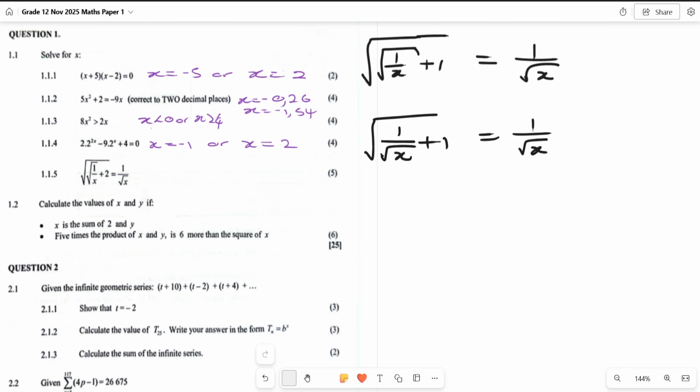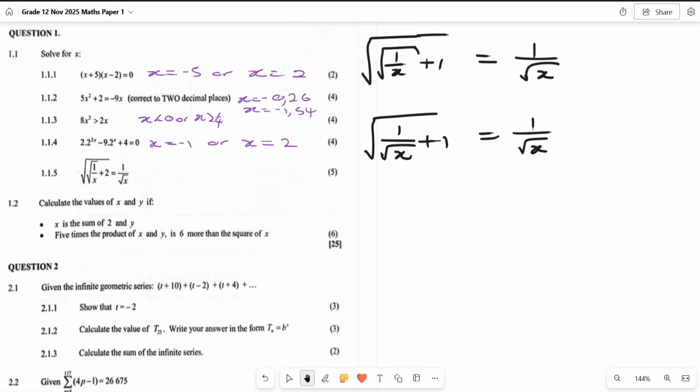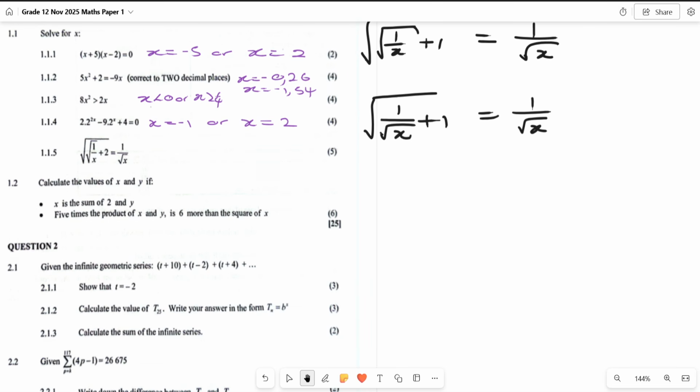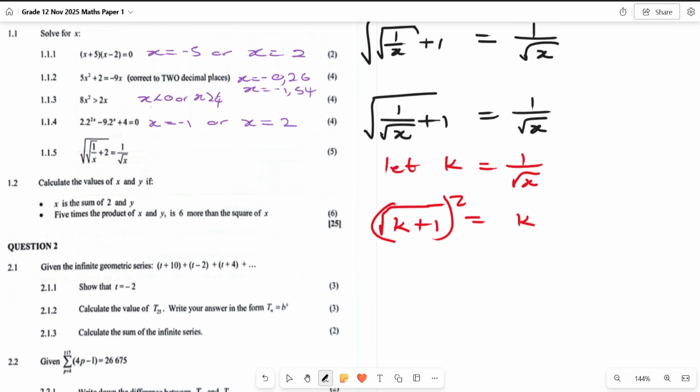This is what we now have. And just quickly, what I will do now is I'm going to say let k be equal to 1 over square root of x. That means that now we have k plus 1 is equal to k. Now let's solve for k. What do we do? We square both sides just like that. Now we're going to have k plus 1 is equal to k squared.